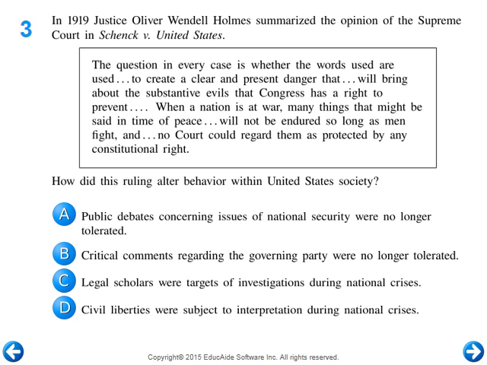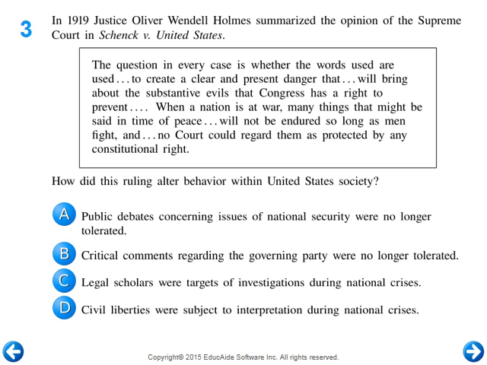The example was used during the same statement that you couldn't yell fire in a crowded theater. It's the same kind of situation. All right, so let's look. A. Public debates concerning issues of national security were no longer tolerated. Debates, that's not necessarily an issue, so we can get rid of that one. B. Critical comments regarding the governing party were no longer tolerated. You could criticize. Okay, so it's not going to be that one.